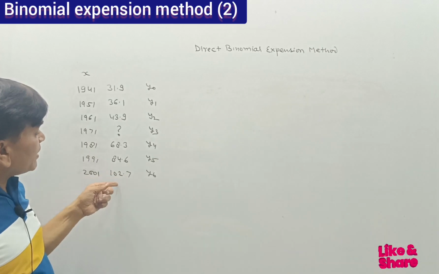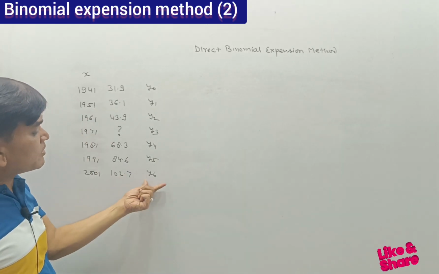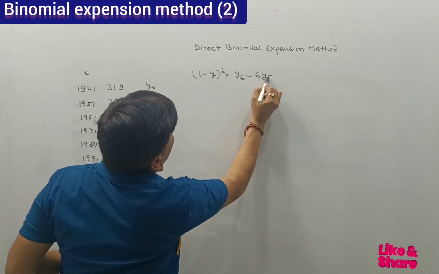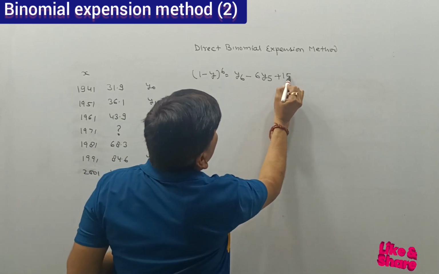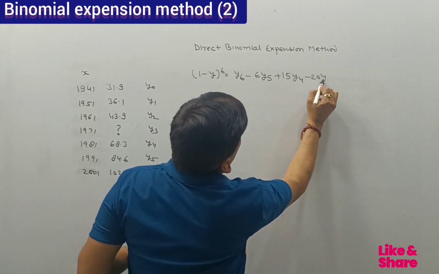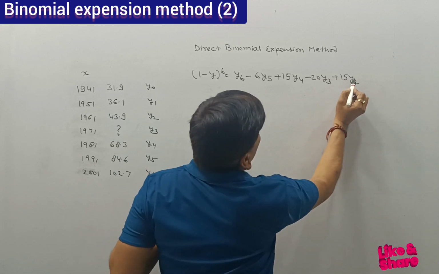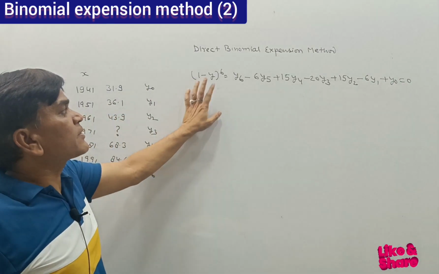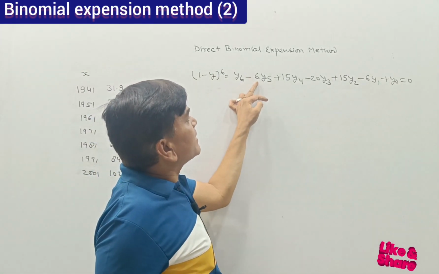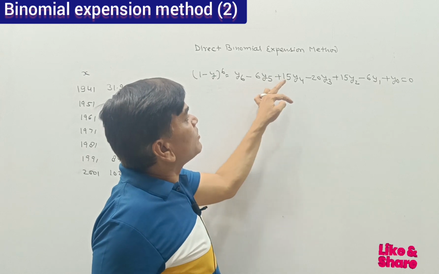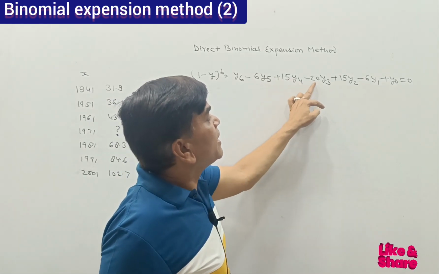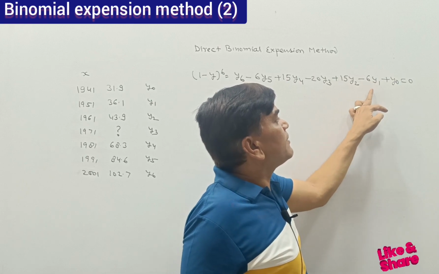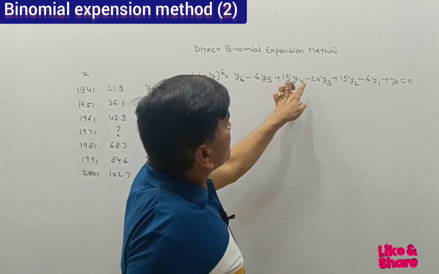Here, a total of 1, 2, 3, 4, 5, 6, 7 items are available. So for y6, use (1 minus y)^6. So y6 minus 6y5 plus 15y4 minus 20y3 plus 15y2 minus 6y1 plus y0 is equal to 0. The formula for expansion of (1 minus y)^6: 6 divided by 1, that is 6; 6 times 5, 30 divided by 2, that is 15; 15 times 4, 60 divided by 3, that is 20; 20 times 3 divided by 4, that is 15; 15 times 2, 30 divided by 5, that is 6; 6 times 1, 6 divided by 6, that is 1. The signs alternate: plus, minus, plus, minus, plus, minus, plus.